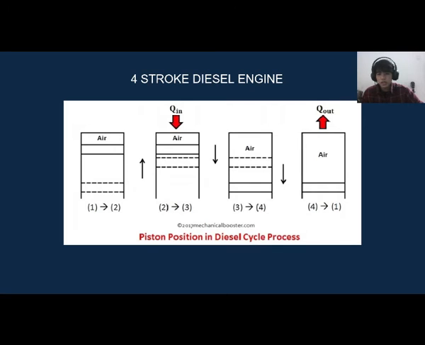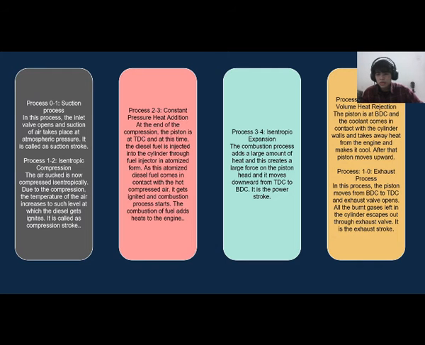Next, the 4-stroke diesel engine. This is the diagram. Process 0 to 1, suction process. In this process, the inlet valve opens and suction of air takes place at atmospheric pressure. It is called the suction stroke. Process 1-2, isentropic compression. The air is now compressed isentropically. Due to the compression, the temperature of the air increases to such a level at which the diesel fuel ignites. It is called the compression stroke.